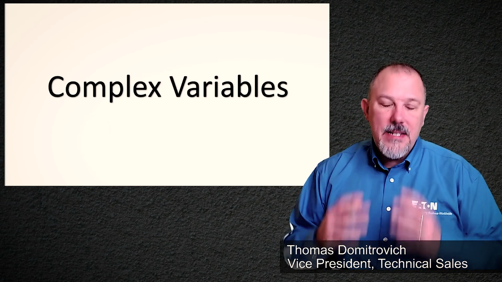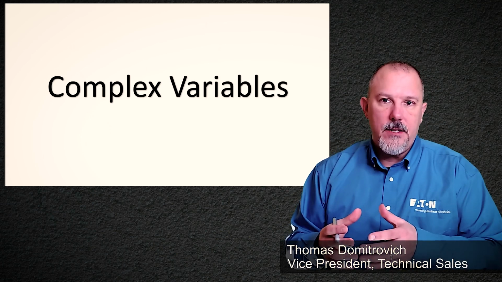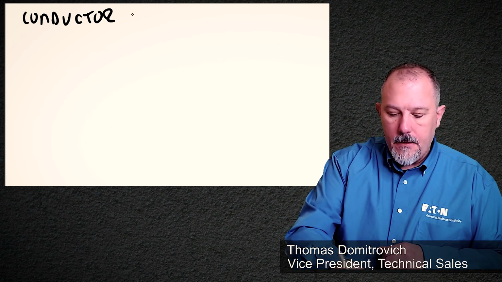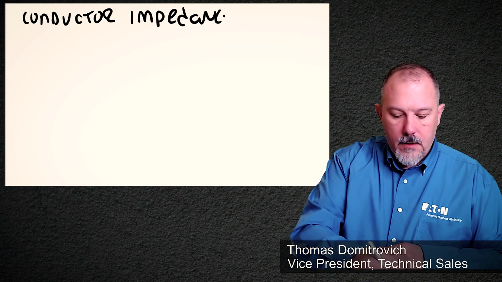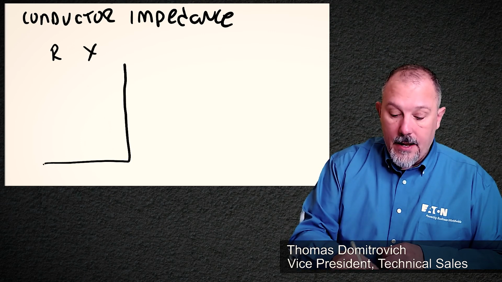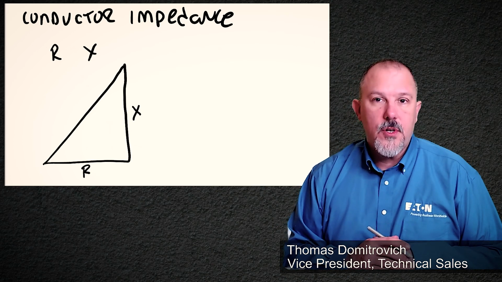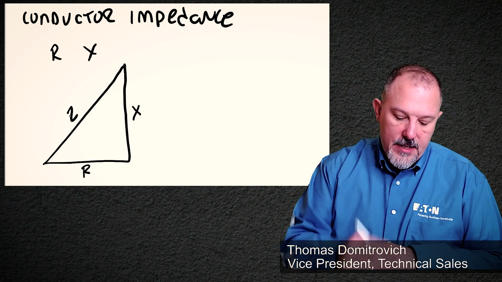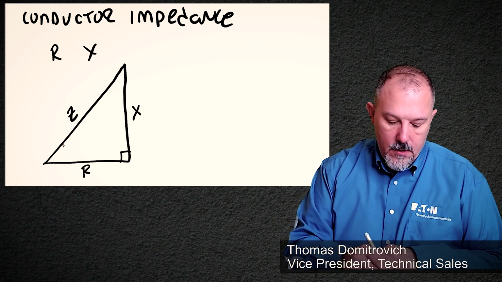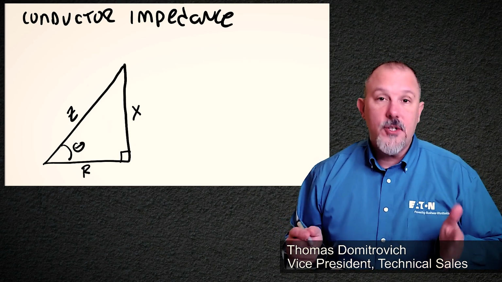Now, I'll tell you basically what's going on. What complex variables does for us is it tells us, look, you can take that resistance and reactance and go back to trigonometry, and we can represent a conductor impedance as an R and an X, as a triangle where the horizontal, the x-axis, is R, the vertical is X, and the hypotenuse is your equivalent Z. This is a right triangle, and that is theta.